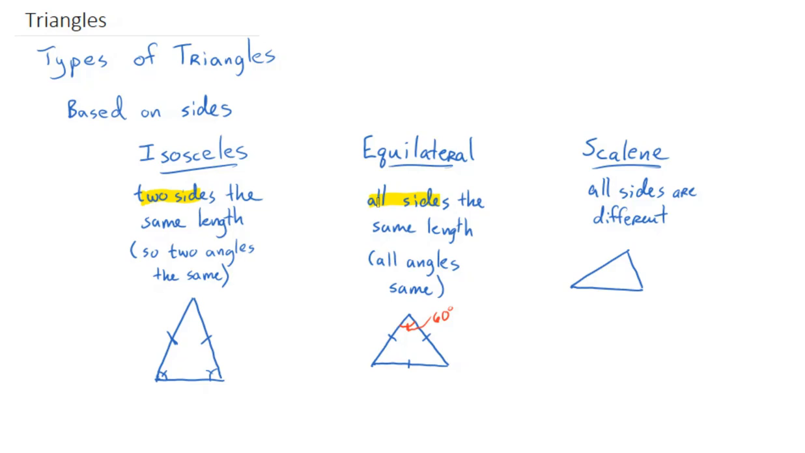We have 6 total names, 3 of them based on the angles, 3 of them based on the sides. Now we're going to change gears entirely and talk about something called similar triangles.